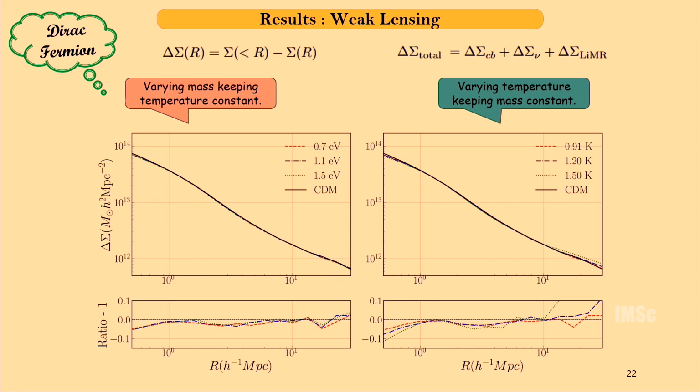Now one thing to note in all the plots is that the power spectra of all the observables are more sensitive to the temperature as compared to the mass, and that is what we expect, because things are more sensitive when you change temperature.